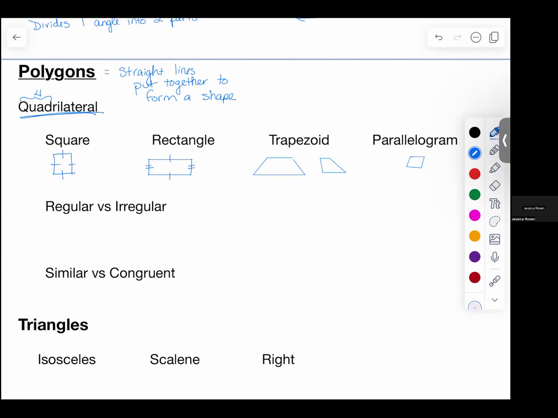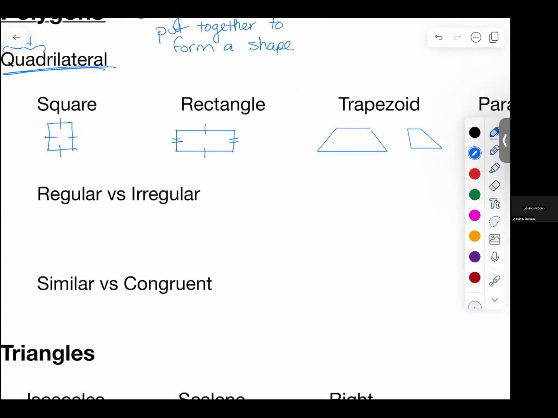So a regular shape is one where all sides are equal and all the inside angles are equal. If we're talking regular versus irregular shapes, we could have something like this. So regular is all sides and angles are the same.